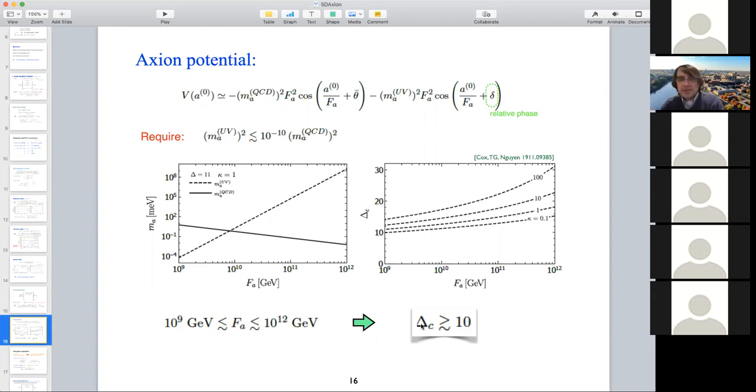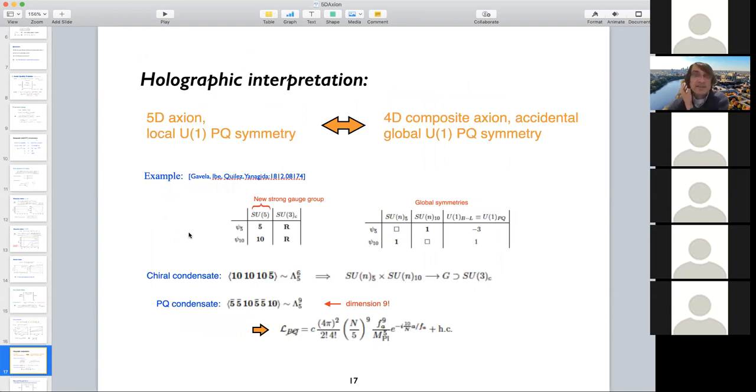And it looks a little bit bizarre from the 5D theory. And so the question then is, does this have a 4D interpretation? What am I really doing here? And the answer is, well, what I'm doing here is solving the axion quality problem, because what I've done with this 5D model is I've set up the Peccei-Quinn symmetry to be an accidental symmetry of the 4D Lagrangian.